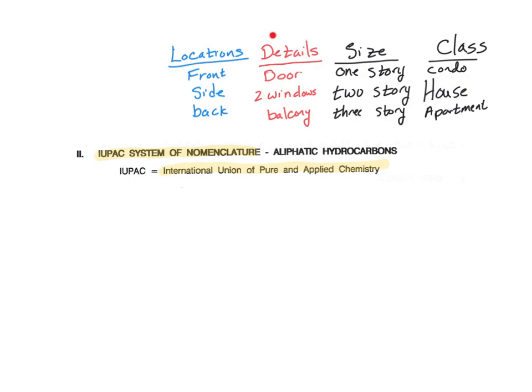In front of that, we'll put in some details. It has a door, it has 2 windows, it has a balcony, wherever they are. And finally, you need to tell the locations. The locations tell us where the detailed parts are, and sometimes where the class of compound is identified. So location is very important to identify where all of the details and the class of compound might be found.